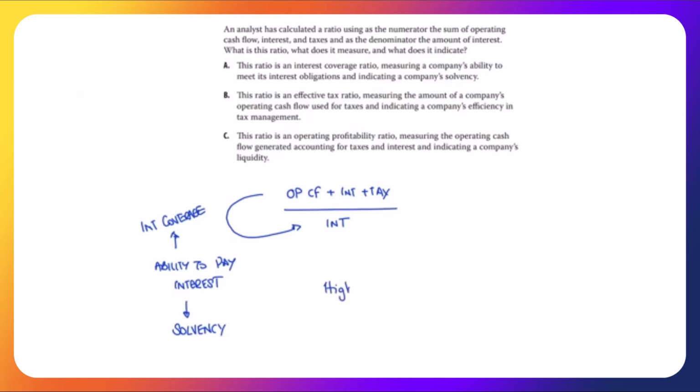If it's higher, then we have a lower risk of not meeting our payments, a lower financial risk. So, what are the answers? A, this ratio is an interest coverage ratio. It is. Measuring a company's ability to meet its obligations. It is. And indicating its solvency. Yep, I can't fault A in any way. B, it's not a terrible answer, but it's not effective tax at all. Operating profitability, no. So basically, we just needed to spot it. That would have been enough to get to A.